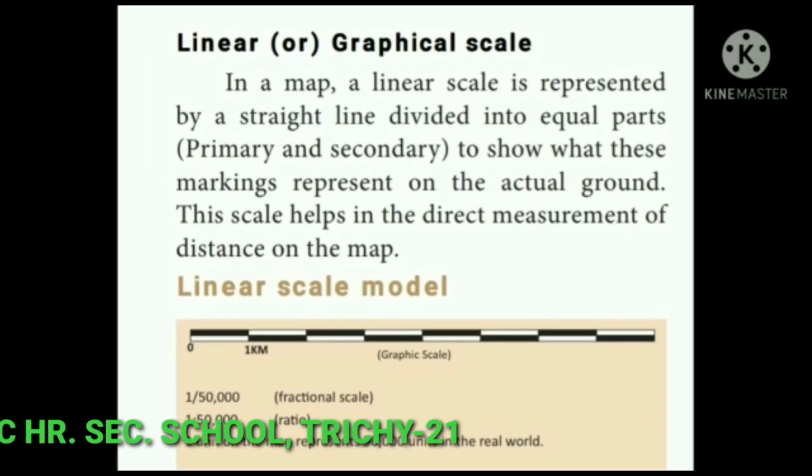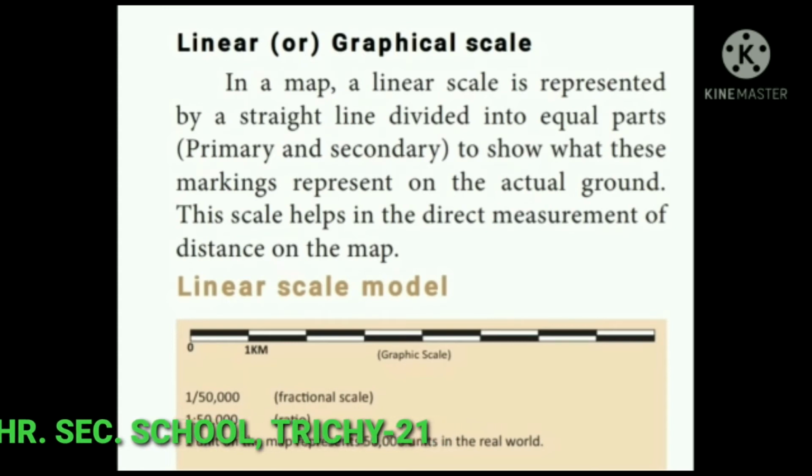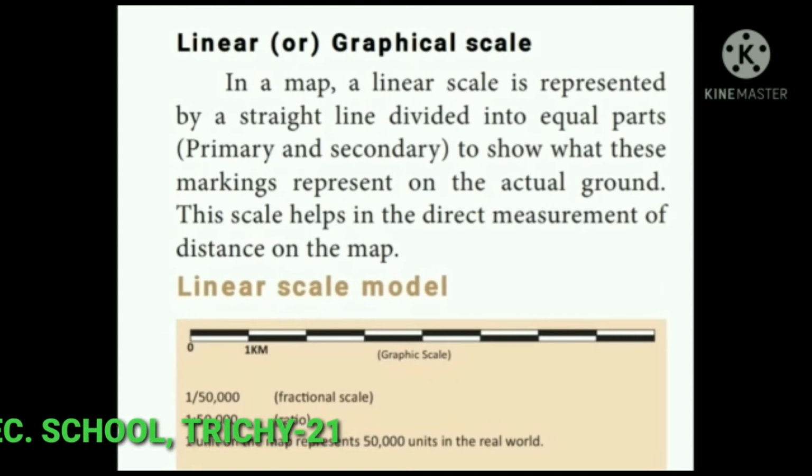Linear or graphical scale. In a map, a linear scale is represented by a straight line divided into equal parts, primary and secondary, to show what these markings represent on the actual ground. This scale helps in the direct measurement of distance on the map.